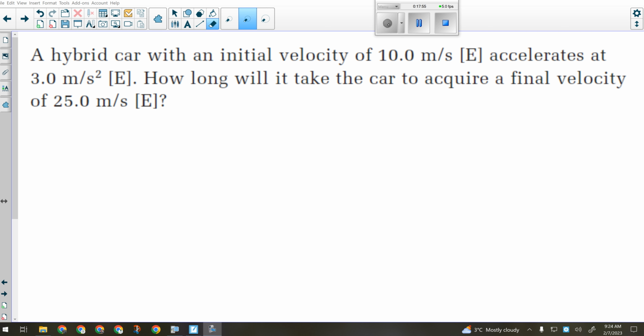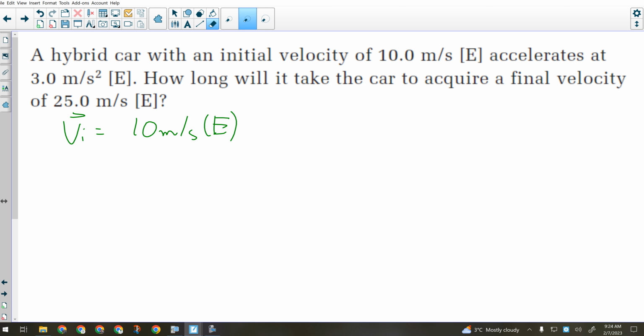Okay, so a hybrid car with an initial velocity of 10 meters per second east. What did they just give me? The initial velocity. Okay, so initial velocity is 10 meters per second east. The way I can tell that is, it basically said it's the initial velocity, but it also had the right units for velocity. It was in meters per second. And they gave me the direction, east.